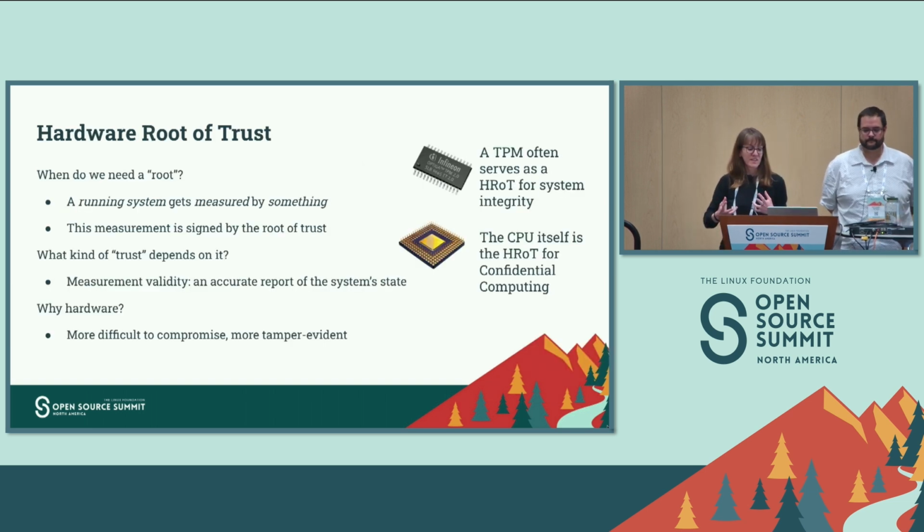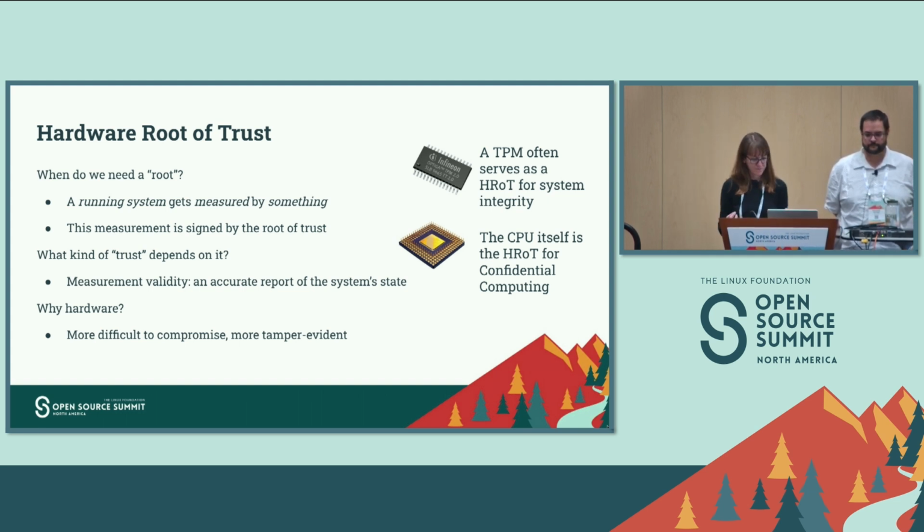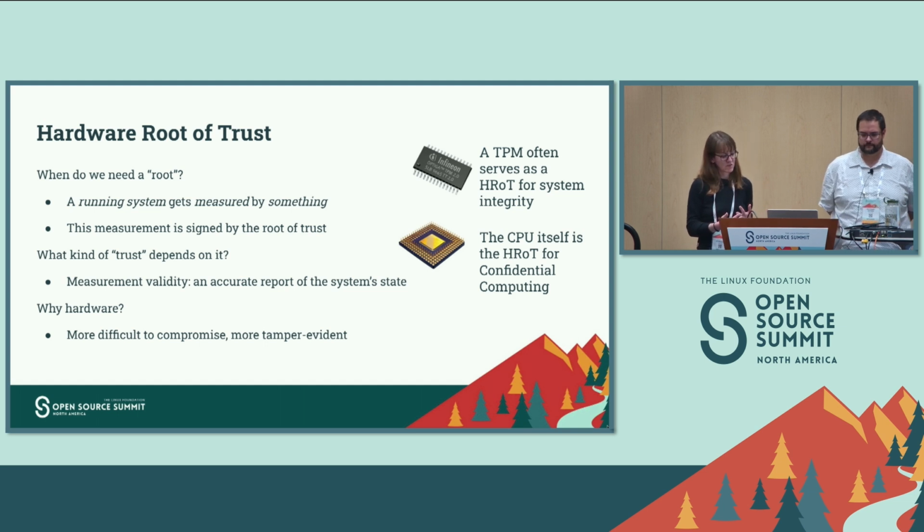So one of the things that differentiates remote attestation from something like supply chain attestation is that we need a hardware root of trust. This is necessary on a running system because we have to trust something to give us a report of that system's current state. So we generally like to have this in hardware because it's more tamper evident than software and it's more difficult to compromise. So for example, the software running on a system can be maliciously altered more easily than a hardware root of trust can be made to create a false attestation report.